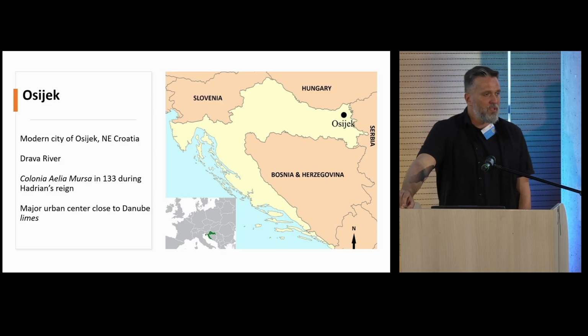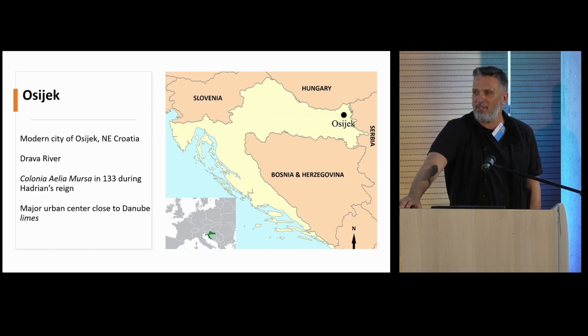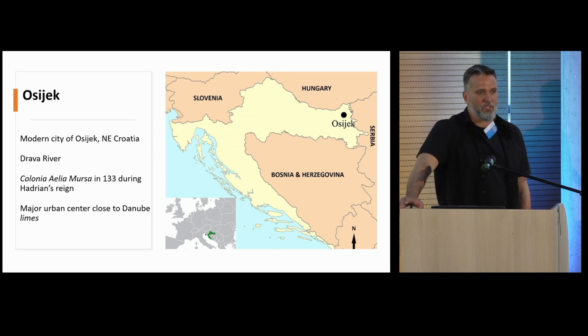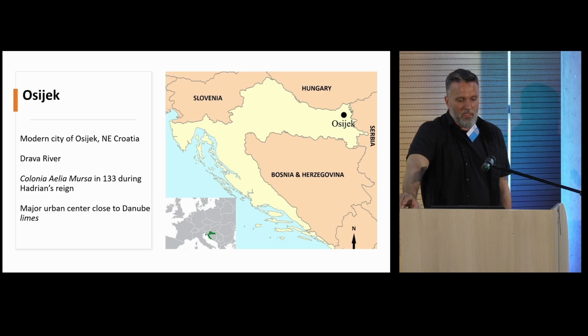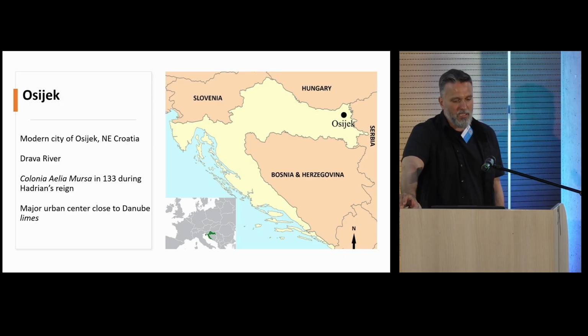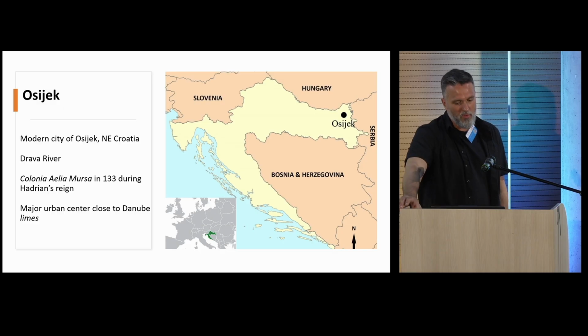And the final, fourth case that I'd like to share with you today comes from all the way to the outskirts. The city of Osijek, we're going to the very east. Basically, the modern city of Osijek today lies on the Drava River, very close to present-day borders with Hungary and Serbia. It was a large colony during the Roman period, became Colonia Aurelia Mursa during Hadrian's reign in 133 AD, and it was basically one of the major urban centers close to the Danube Roman military border, the Roman limes. It was one of the seats also of the Danube fleet.